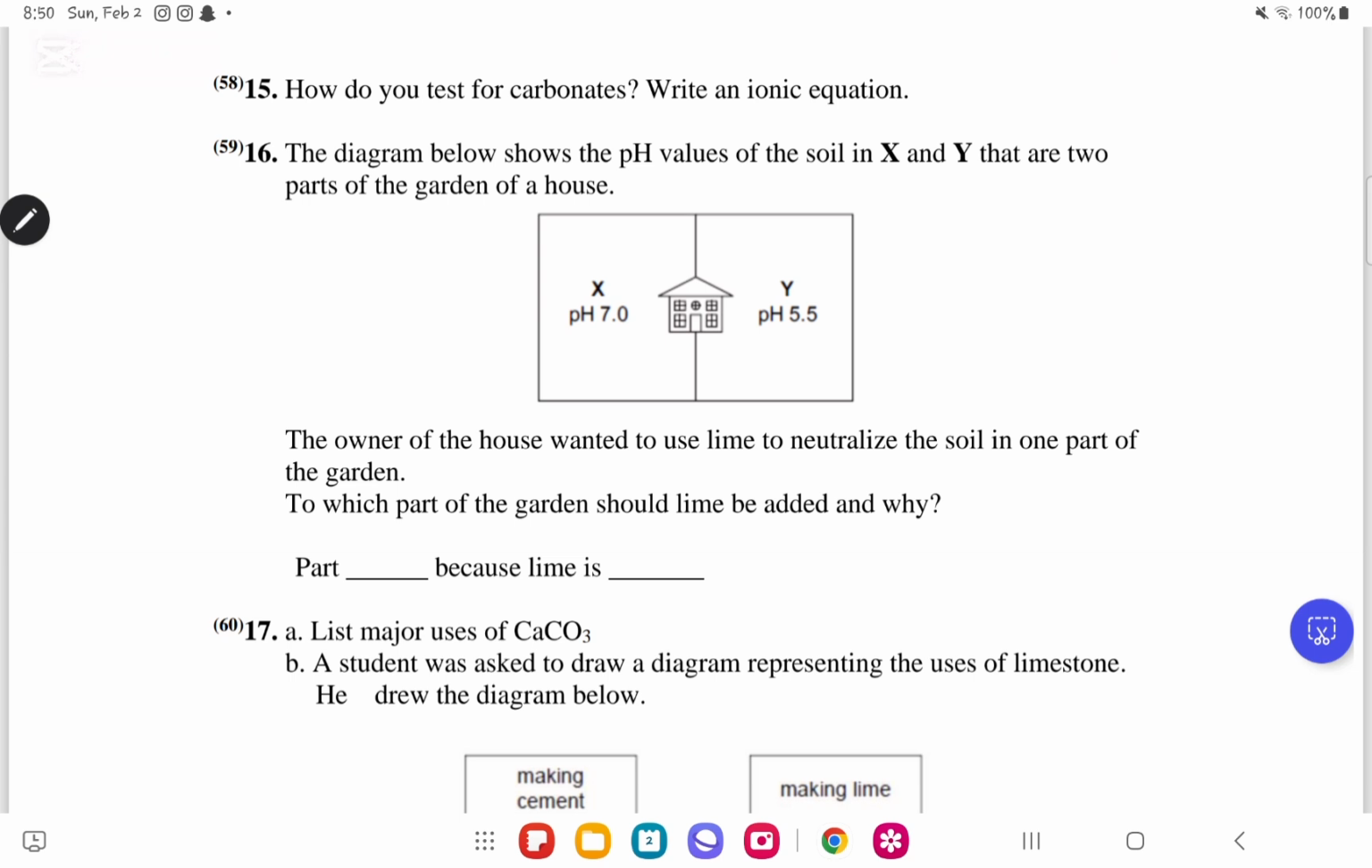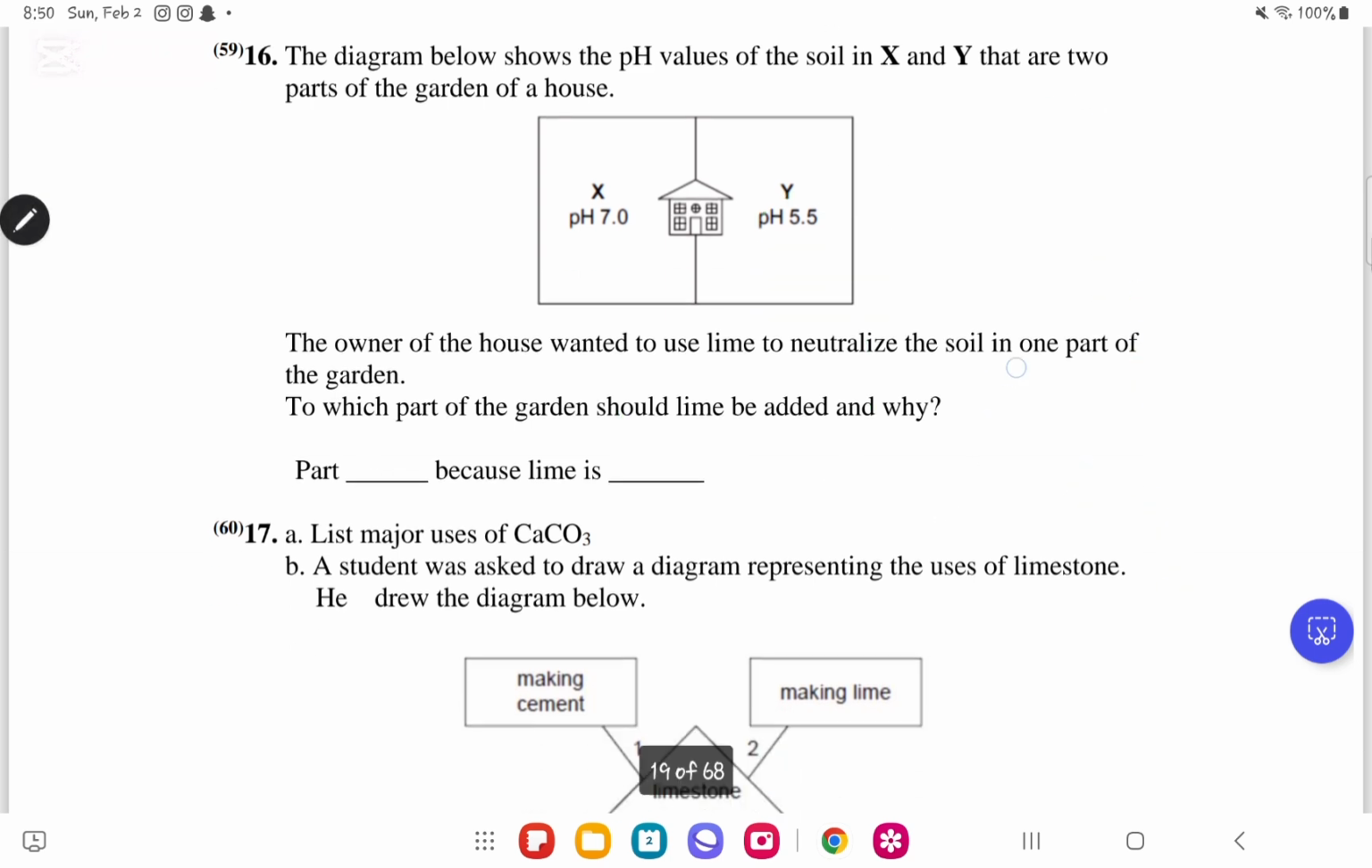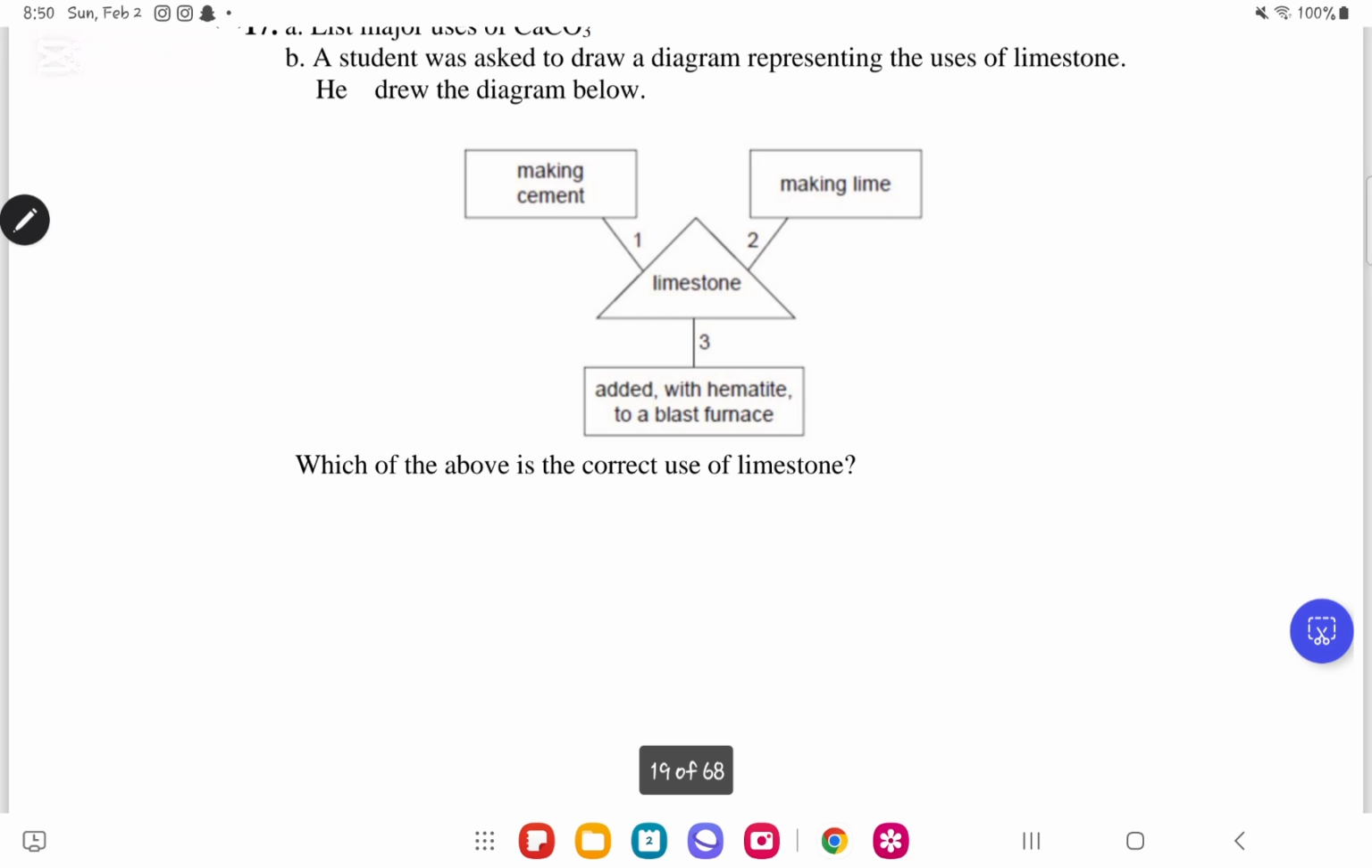Question number 16 says that the diagram below shows the pH values of soil in X and Y that are 2 parts of a garden of a house. The owner of the house wanted to use lime to neutralize the soil. To which part should he use it? He should use it in part Y because the lime is acidic. Actually, it's not acidic, my bad, it's basic. I understood this because the pH is acidic, so the soil is acidic. So because lime is basic, it's gonna neutralize the pH value, you know? So that was my bad, my apologies. It's actually basic.